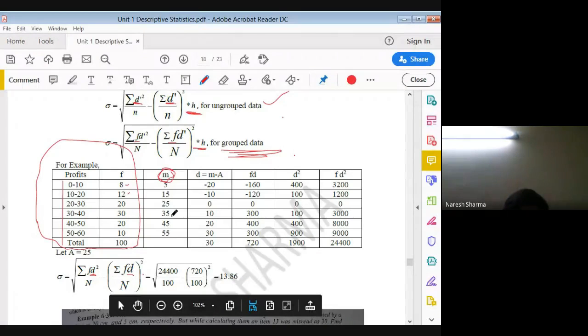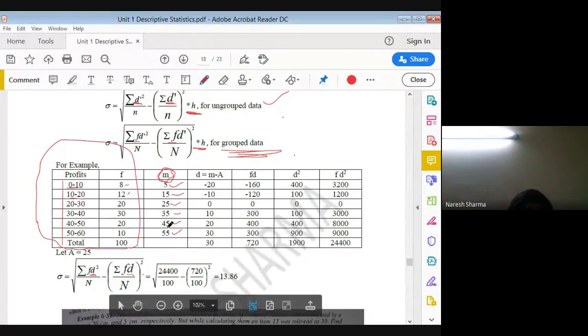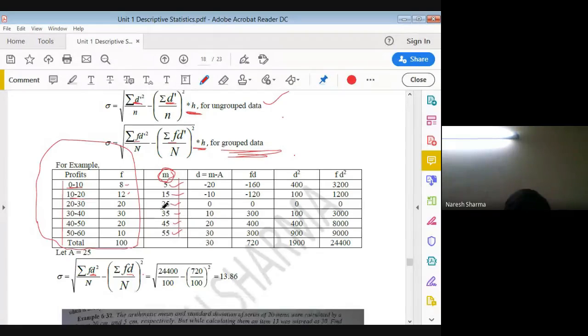So for the assumed mean, if we take the midpoint of this, we get midpoint is 5, that is 0 plus 10 by 2. Similarly, 10 plus 20, 30 by 2 is 15. Similarly, 20 plus 30, midpoint is 25, 35, 45, 55. So here no need to calculate the mean. We just assume any value that lies in the table. So this m, you may choose 25, you may choose 35, doesn't matter. It's totally your choice, right? So in this example, I am choosing 25 as the assumed mean.